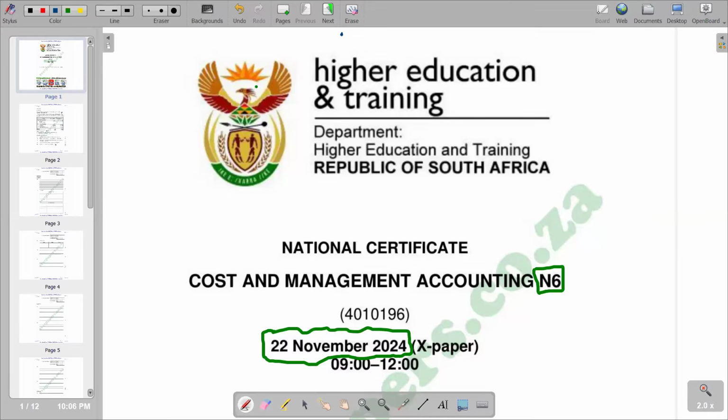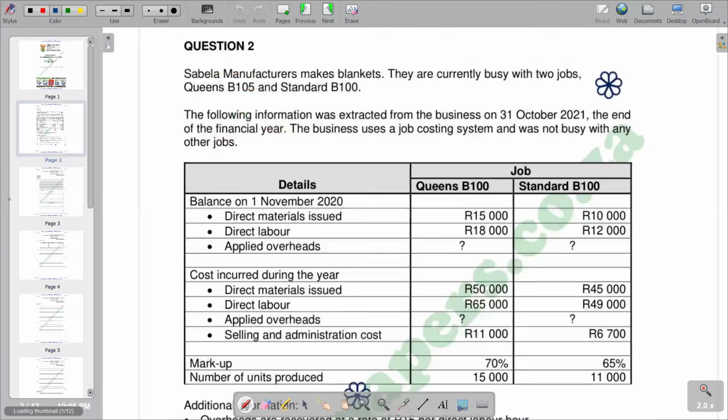In this video, we want to look at a question on job costing. And this question is from the question paper of November 2024. So going to our question, you see that we have got question two of the question paper of November 2024.